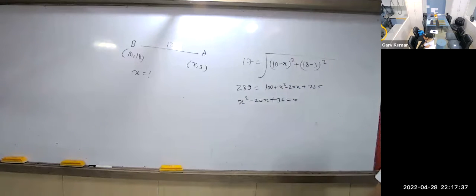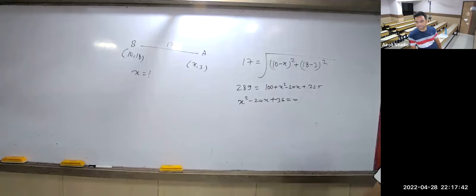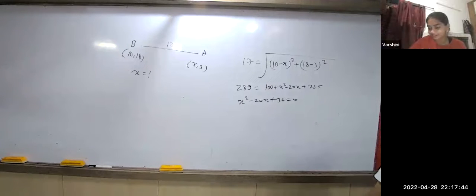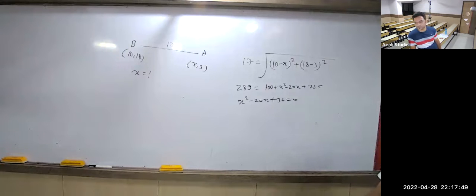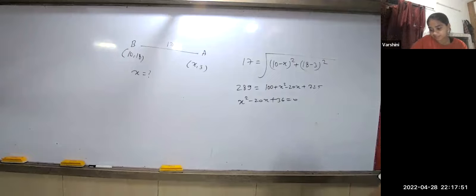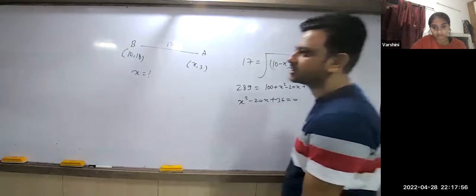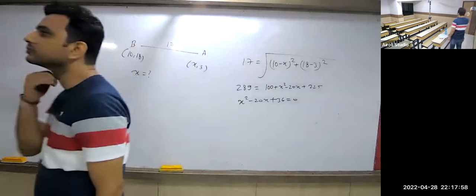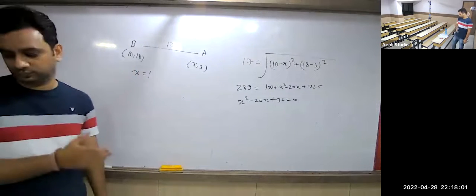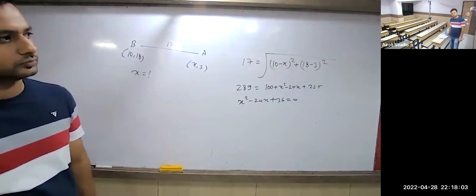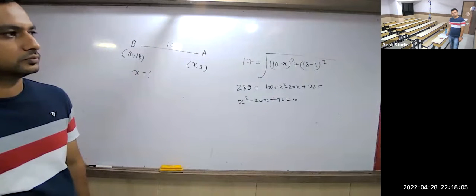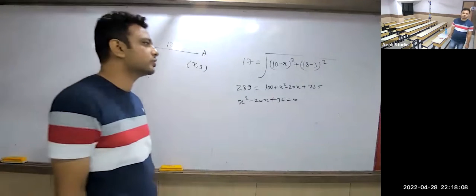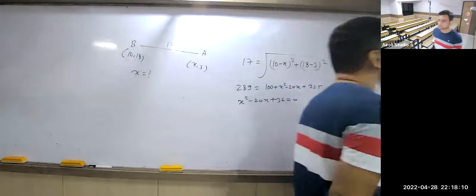Personally, are you trying? Sir, I got the quadratic equation. I didn't solve it more. Okay, just tell me the quadratic equation first. X square minus 20x plus 36 is equal to 0. Okay, good. Just factorize this. If you want to put from the options, you can use that also.